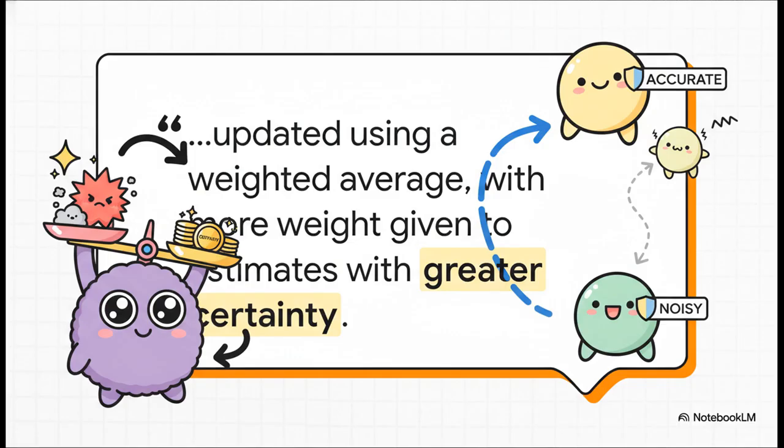So if the filter is really confident in its prediction and it knows the sensor's kind of jumpy, it'll mostly just stick with its prediction. But if its own prediction is a bit shaky and the sensor is known to be super accurate, it's going to pay a lot more attention to that new data.